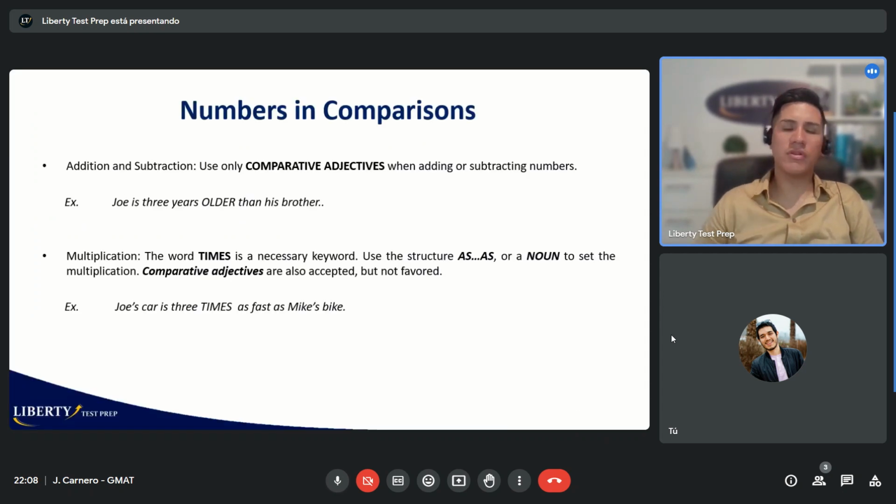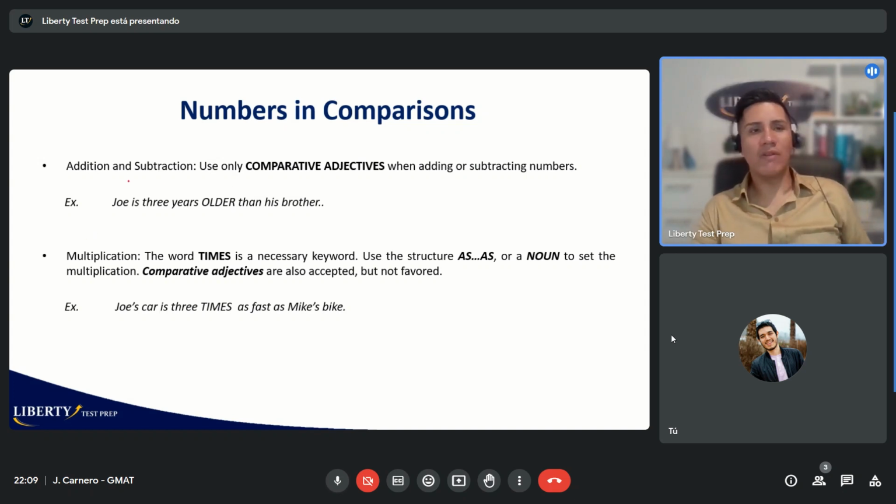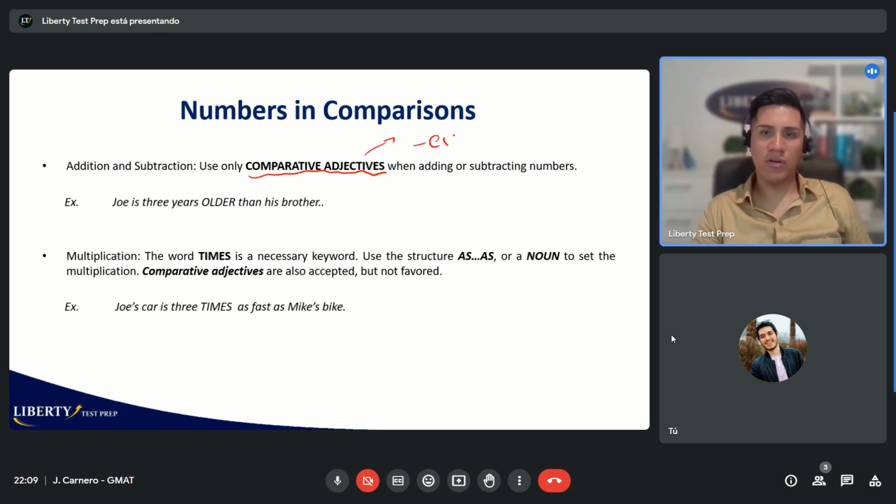Okay. Now, what about numbers? This is a little bit more tricky. You have two types of relationship when you are dealing with numbers: addition and subtraction, and then multiplication. If you have addition and subtraction, you want to use comparative adjectives in order to relate your nouns. What are comparative adjectives? We already talked about that, right? ER. So Joe is 3 years older than his brother. Older. Why older? Because in this case, you want to say 3 years more than his brother. You want to create a relationship of addition.